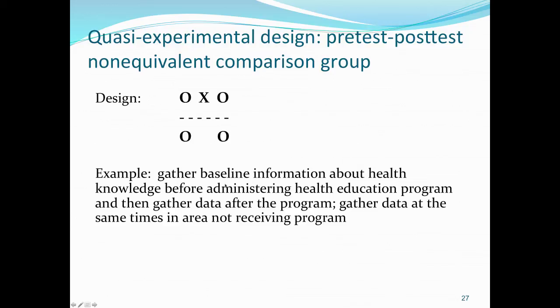So here is the pretest-post-test comparison group design in which we administer a pretest, do a program, and then check the post-test outcome. You'll note that this is very similar to some of the previous designs, except the difference is that in our comparison group, or in a group that is not receiving the X, there's no X here, we are also doing a pretest and a post-test to see what would have happened in that group without the program.